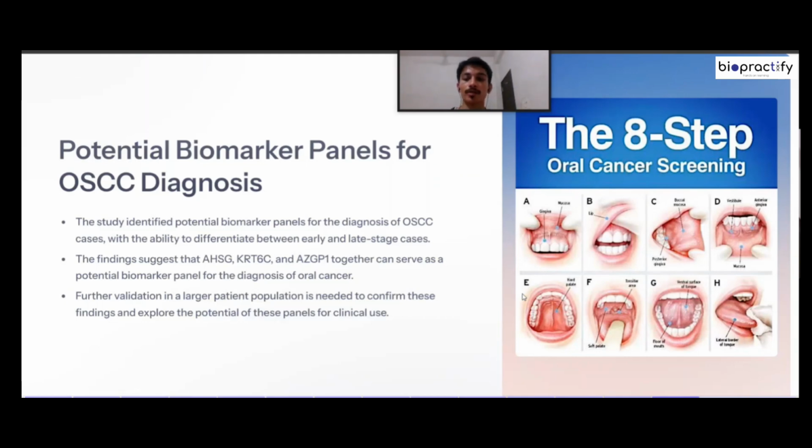Further validation in a larger patient population is needed to confirm these findings and explore the potential of these panels for clinical use. So the researchers concluded that these three proteins, that is AHSG, KRT6C, and AZGP1, can together be considered a potential biomarker panel for detection or diagnosis of oral cancer in its early stages.